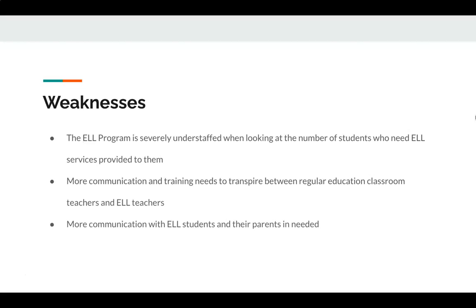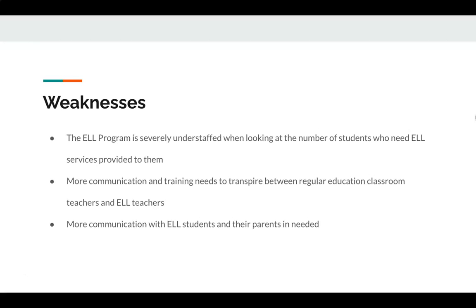Now, turning to some of the weaknesses, and this is something that I consistently communicated throughout this presentation, and I'm sure most people, it's very easy for them to pick up on. The ELL program is severely understaffed whenever you're looking at the number of students who need ELL service provided to them. So that is definitely something for us to look at going forward, and I'll talk about that more in the recommendations.